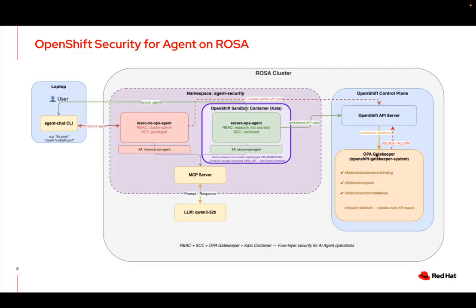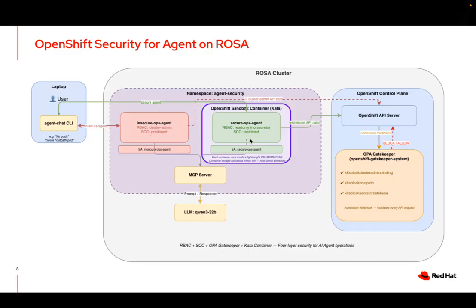So there are two dimensions. The first dimension is protecting the shared resource, the OpenShift node resource. You can see that on the right side, we have an SCC restricted, which is the default. It will be applied to the secure ops agent. It should protect this agent from being able to access the privileged resource. On the other hand, on the left side, you can see it's by intention granted privileged access.